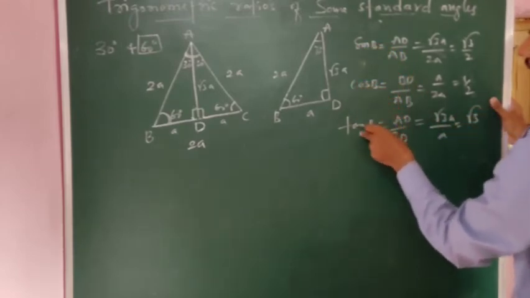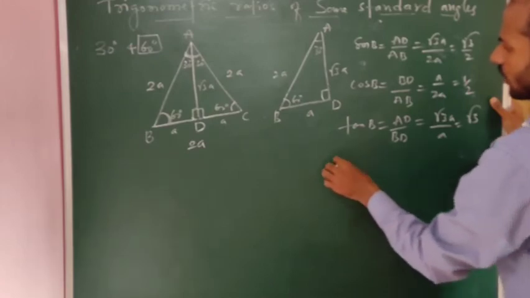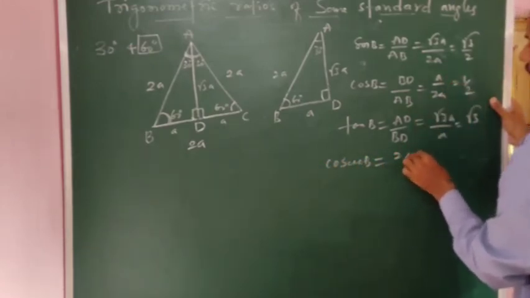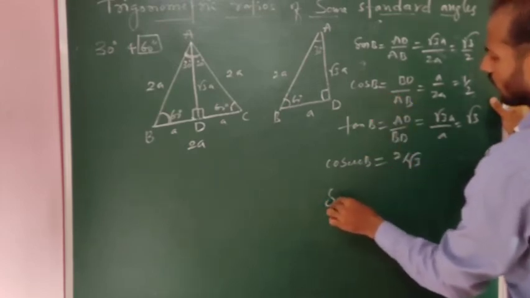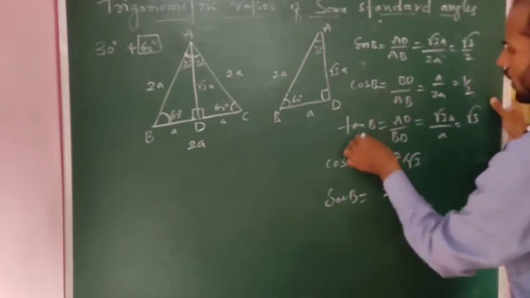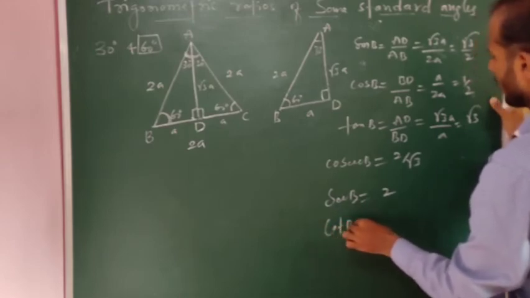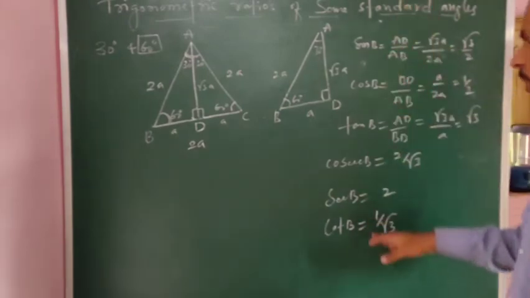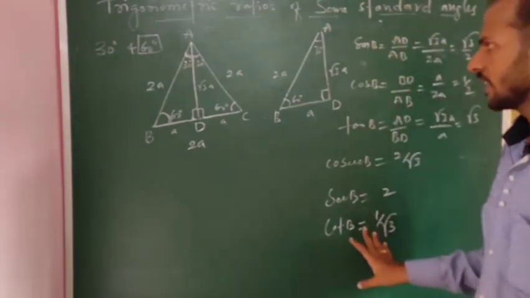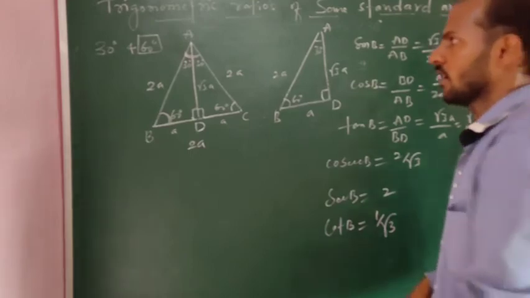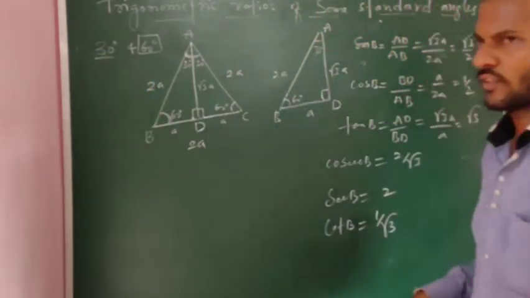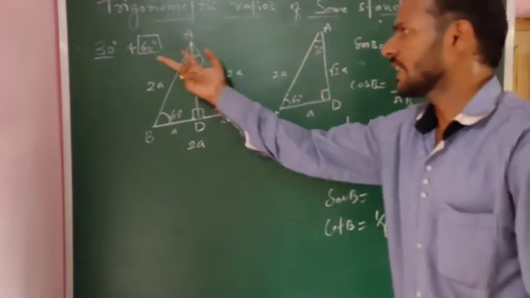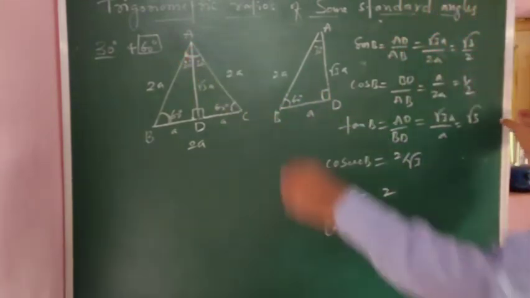Now the reciprocals of sin B, cos B, tan B are cosec B, which is 2 by root 3, sec B, which is 2, and cot B, which is 1 by root 3. These are the trigonometric ratios of angle 60 degree, and previously we found angle 30 degree and angle 45 degree. Got it?